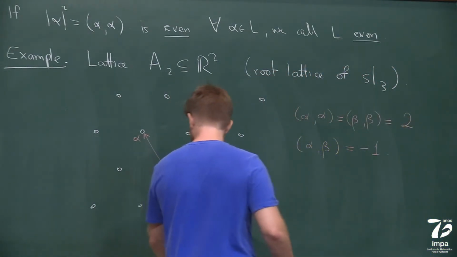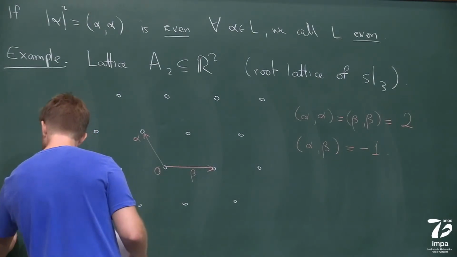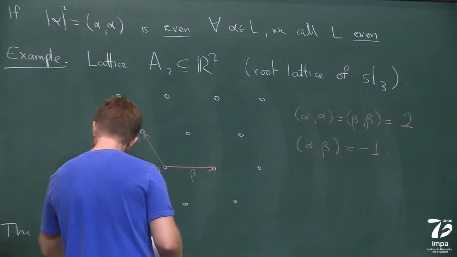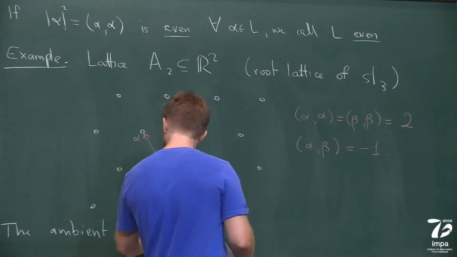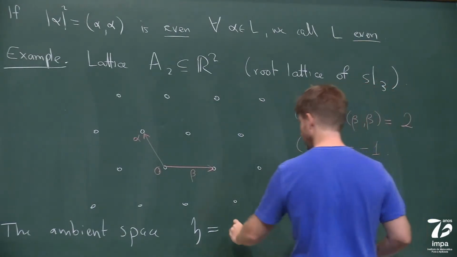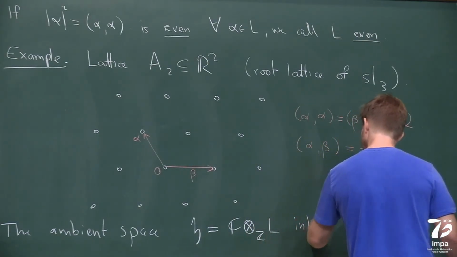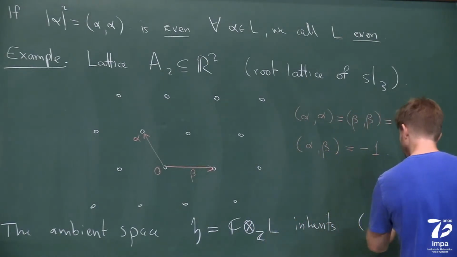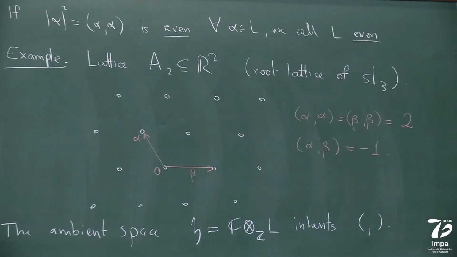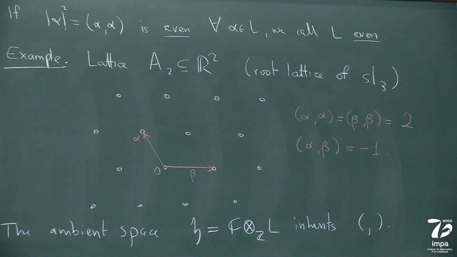Okay, so the ambient space, by which I mean not R2 really, I mean the complexified ambient space, inherits this bilinear form by linearity. And then using this H, we'll form a Heisenberg vertex algebra like before, like I said at the beginning of the first lecture.